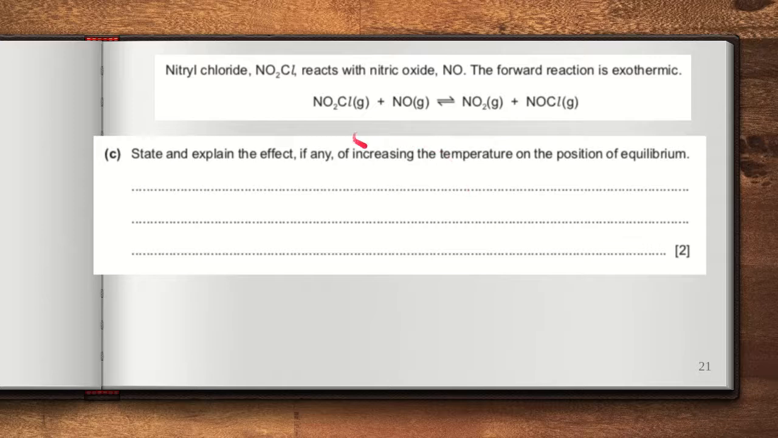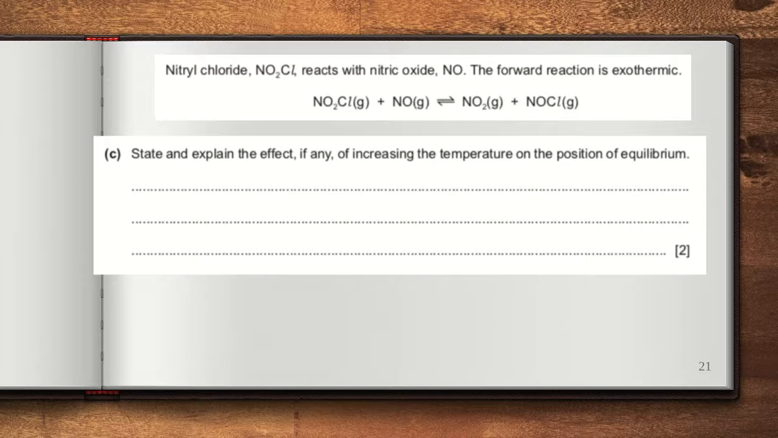So again, the same information. See, it's building all the time. State and explain the effect, if any, of increasing the temperature on the position of equilibrium. This is where we are now talking about shifting the equilibrium. This is where this information is important. So if the forward reaction is exothermic, what effect will increasing the temperature have? Pause the video now and come up with your answer.